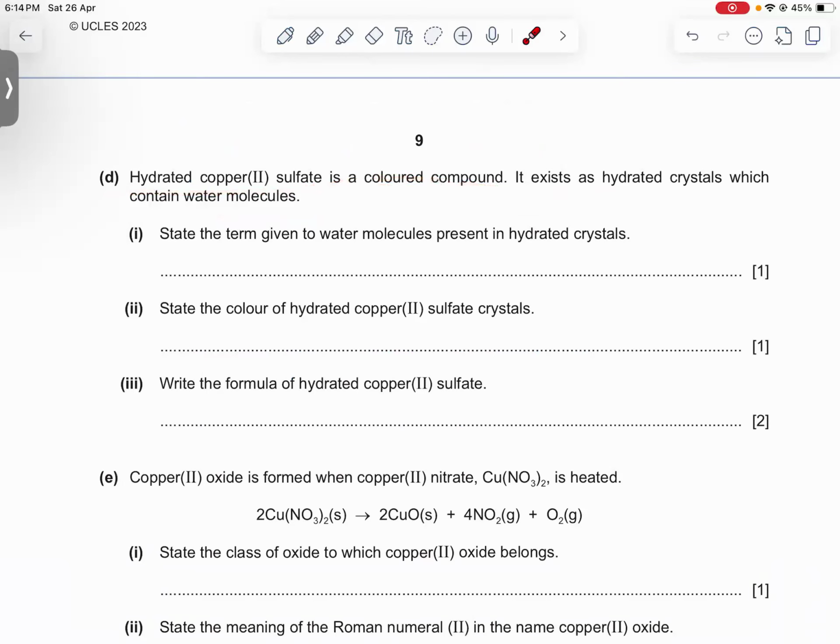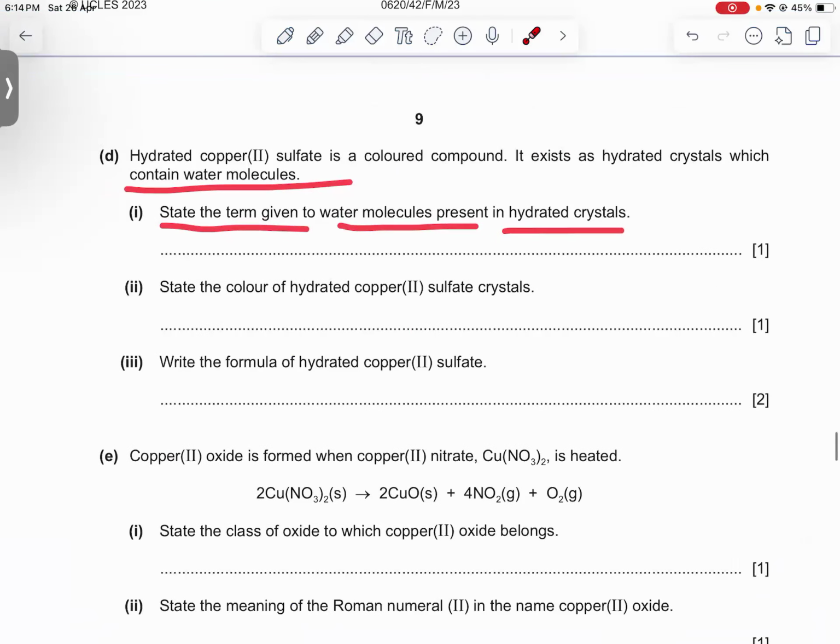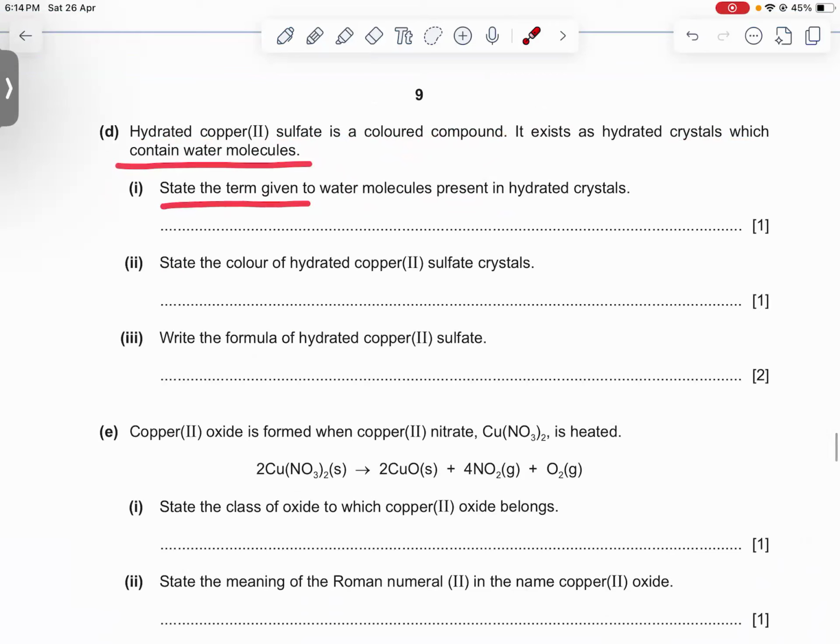Next question. Hydrated copper 2 sulfate is a colored compound. It exists as hydrated crystals which contain water molecules. State the term given to water molecules present in hydrated crystals.